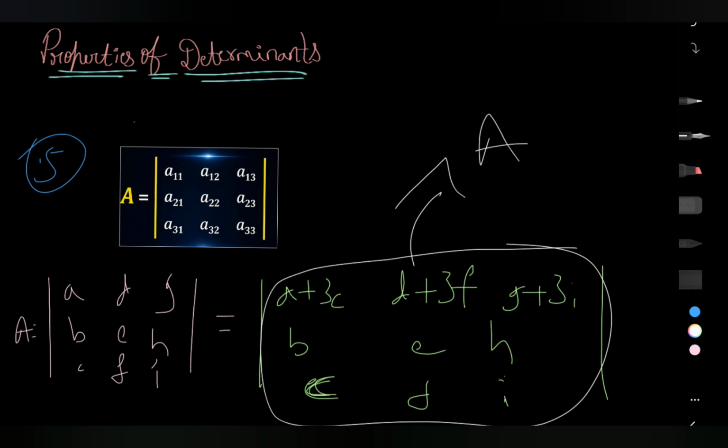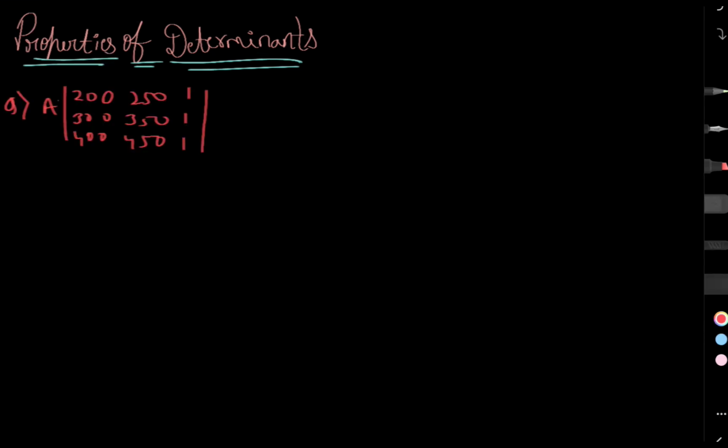Now we will solve some of the questions based on the properties. These were the important properties of determinants. So now we will solve some questions. Here we have one simple question. Let us solve it.